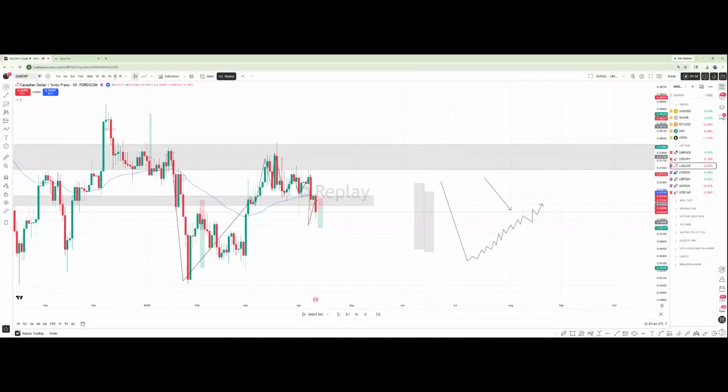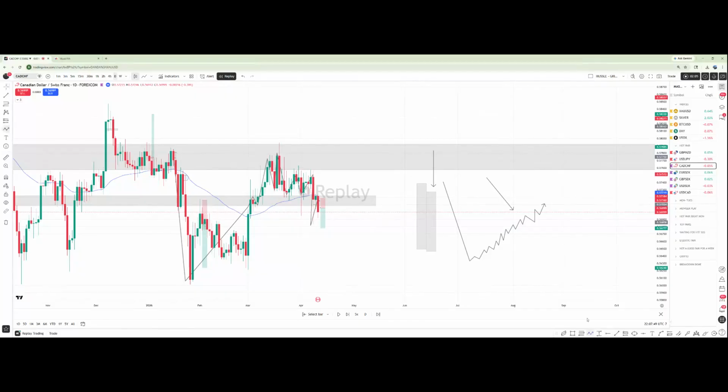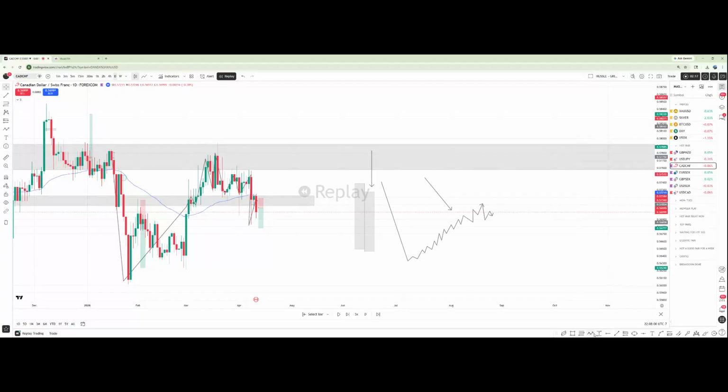So if we have a shift of structure, which is the confirmation of the continuation of the bearish, we have a bearish on the lower time frame. That's our model of entry, something like that.